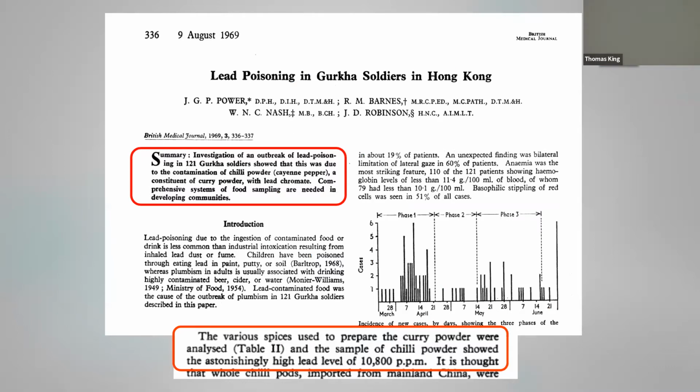And here's another case of soldiers in Hong Kong being poisoned by lead. In this case, it was curry powder contaminated with lead chromate. They found the chili powder they analyzed had a very high level of 10,800 parts per million, which is incredibly high. Next slide.